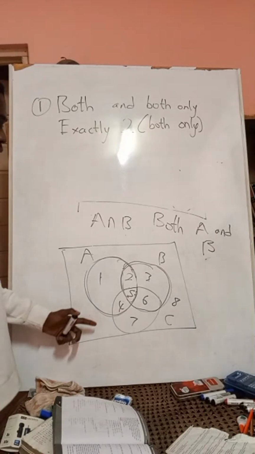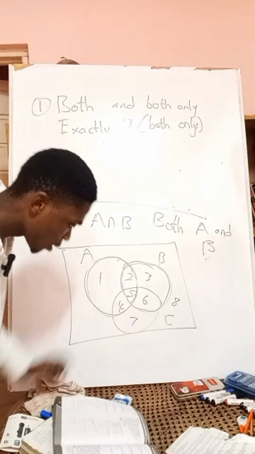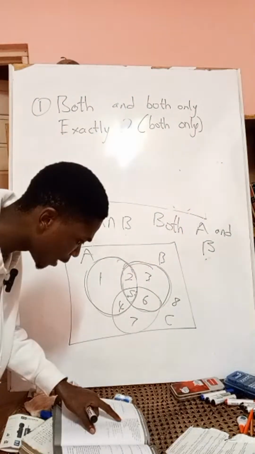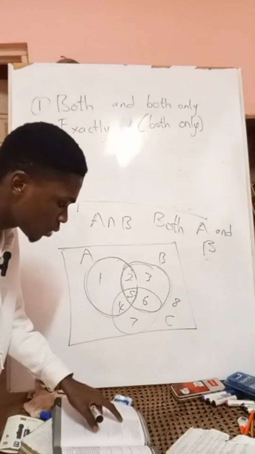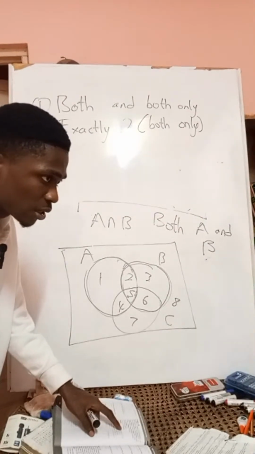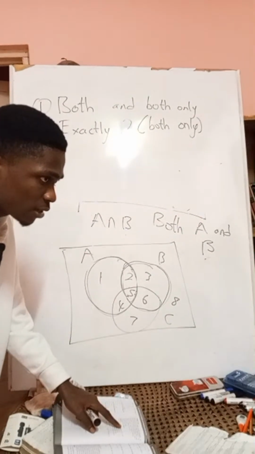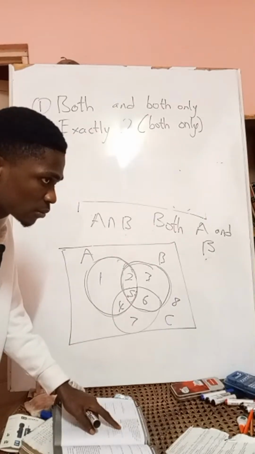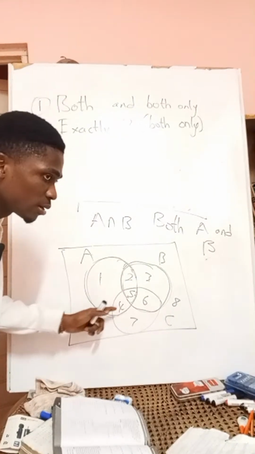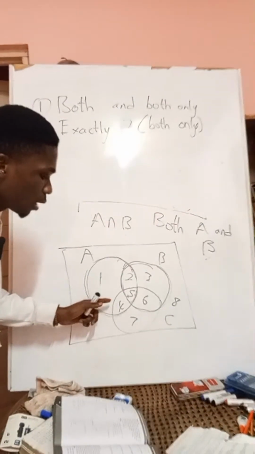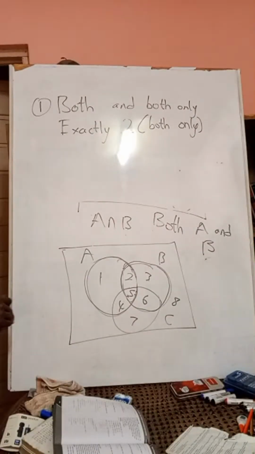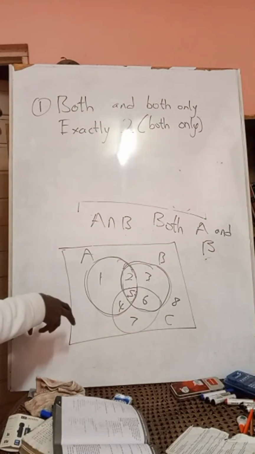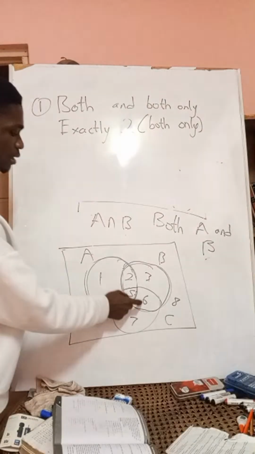Okay, so now let's come back to this one. When they say exactly 2 subjects, what does it mean? Which regions? Exactly 2 subjects means region 2, 4, and 6. Fantastic. That's it. When they say those who study exactly 2 subjects, region 2, 4, and 6.